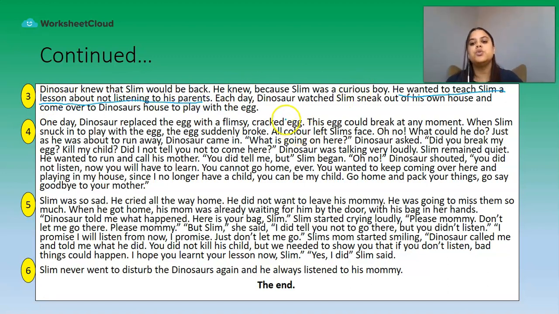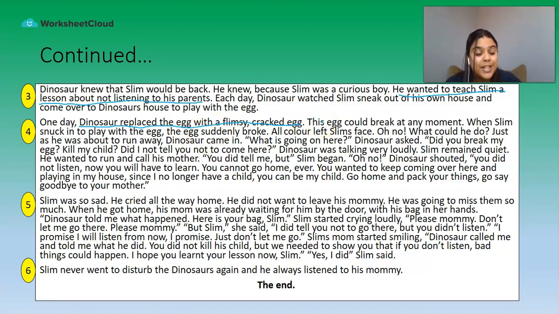Each day, Dinosaur watched Slim sneak out of his own house and come over to Dinosaur's house to play with the egg. One day, Dinosaur replaced the egg with a flimsy cracked egg. So that's important because now Dinosaur is setting Slim up here, okay? Because Slim's not listening. So this egg could break at any moment. When Slim snuck in to play with the egg, it suddenly broke. All the color left Slim's face. Oh no, what could he do?